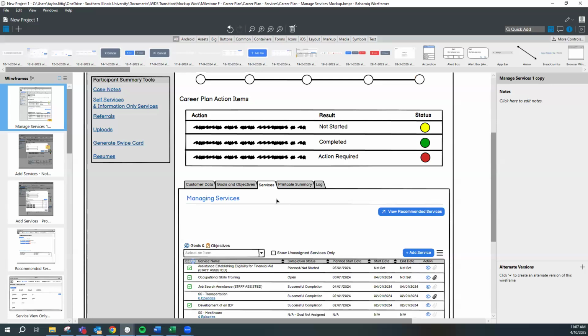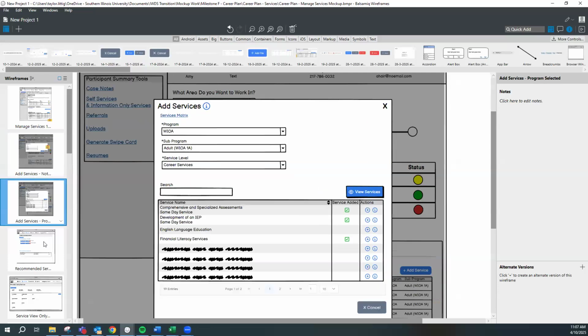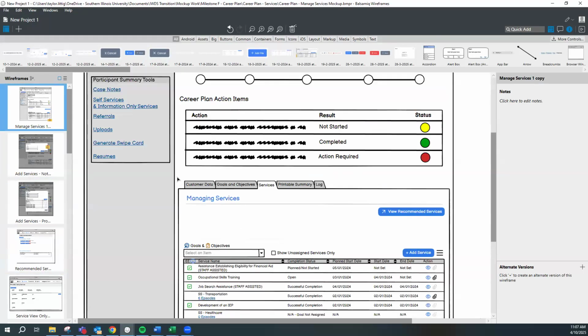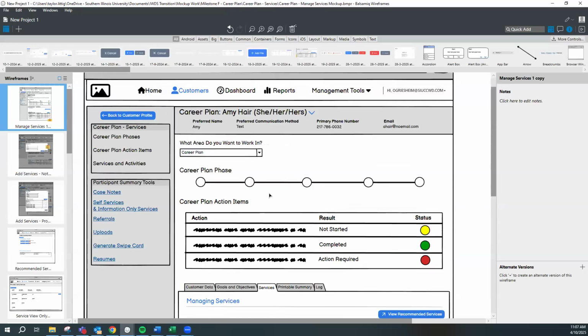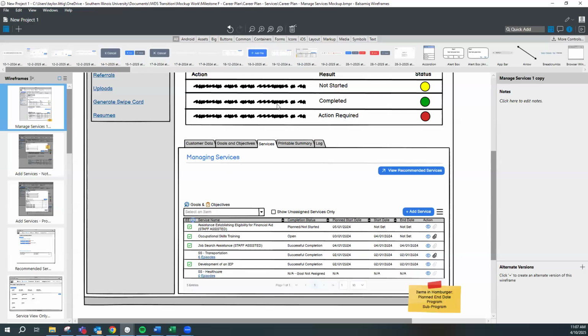So that is the services user interface through here. Any feedback? Is there anything that you think is missing or anything that you think would be better for us to do so that we can get this moving through?